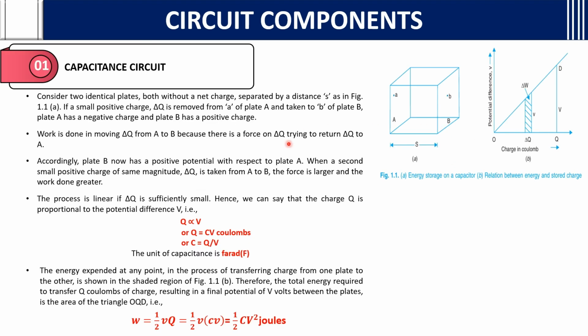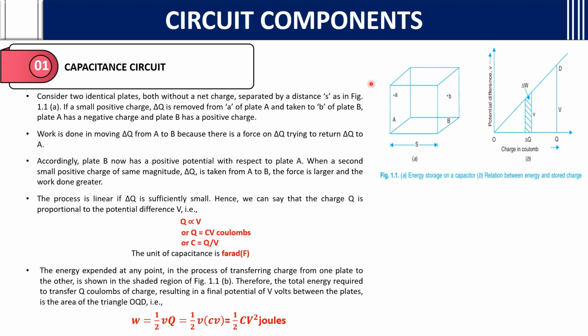Let us start with the capacitance circuit. Consider two identical plates, both without a net charge. Initially there is no net charge. Two identical plates are considered at a distance S. If a small positive charge delta Q from A is moved to B, then A has a negative charge, B has a positive charge. Why? Because A is giving a small amount of charge delta Q to B, so A is becoming less. Here the charge is becoming less, so it is negative charge, and B is gaining the charge, which is the positive charge.